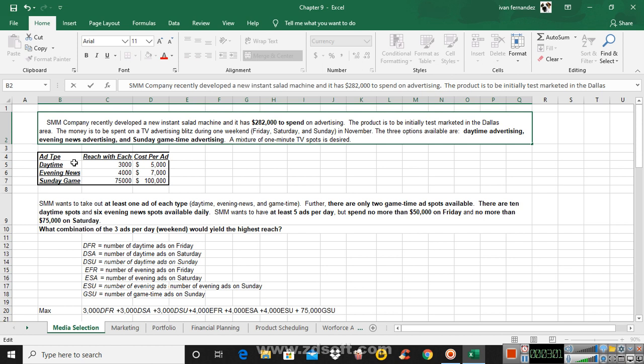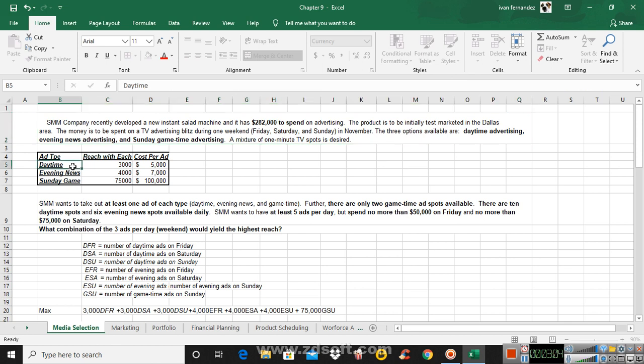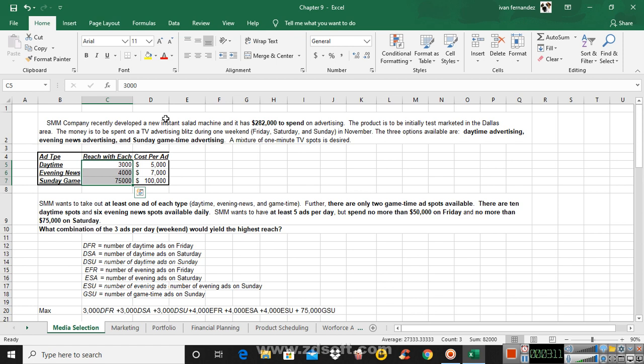Okay, so we have a table. They're giving us a table where we have the 3 ads: the daytime, the evening, and the Sunday game, and each of them has a different reach. By reach, that is how many people are going to see it, or hear it, watch it, whatever that is. And each of them has a different cost. The Sunday game, of course, has the highest cost and the highest reach, but it's also something you can only do once a week. So that's kind of a constraint. You have to think about those things.